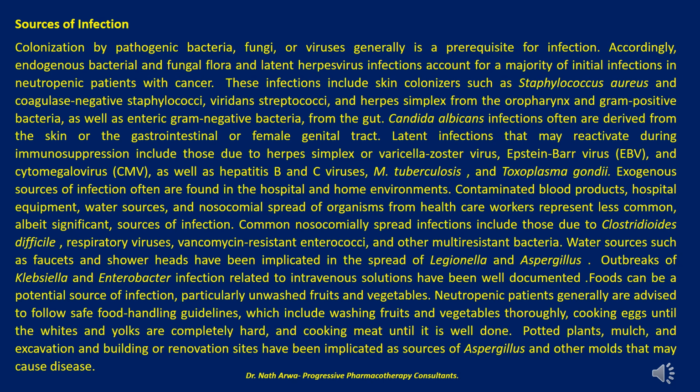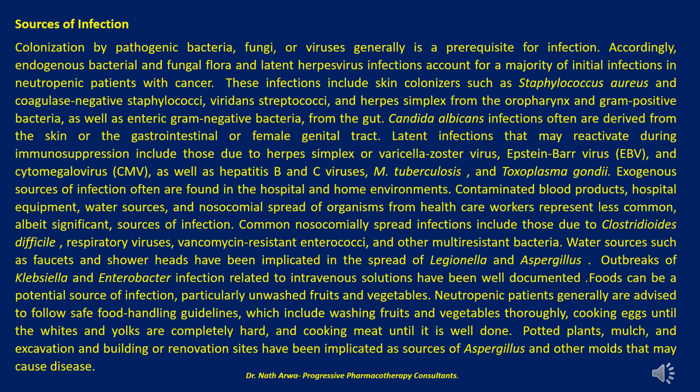Candida albicans infections often are derived from the skin or the gastrointestinal or female genital tract. Latent infections that may reactivate during immunosuppression include those due to herpes simplex or varicella zoster virus, Epstein-Barr virus, abbreviated as EBV, and cytomegalovirus, abbreviated as CMV, as well as hepatitis B and C viruses, Mycobacterium tuberculosis, and Toxoplasma gondii. Exogenous sources of infection often are found in the hospital and home environments.